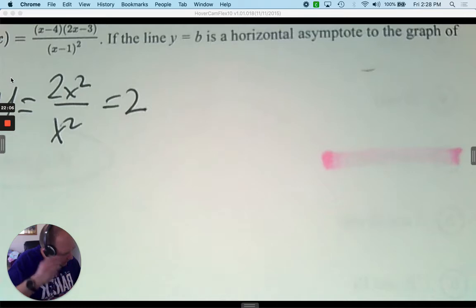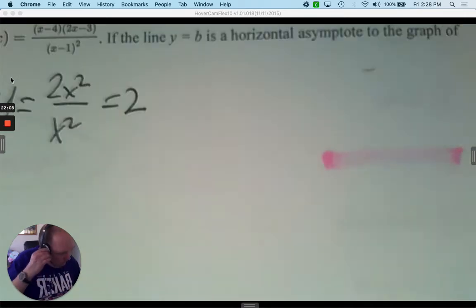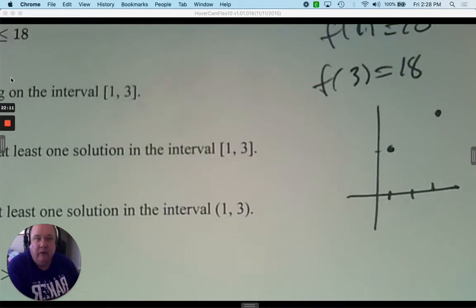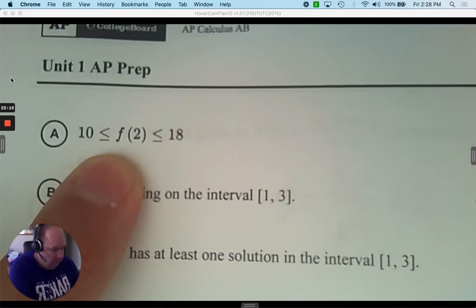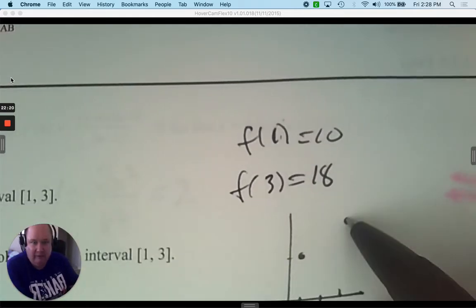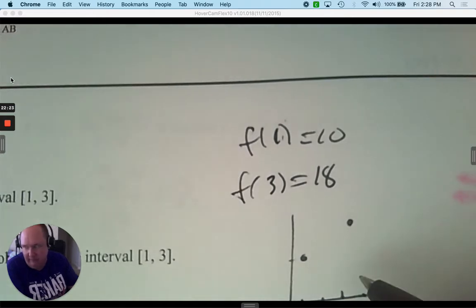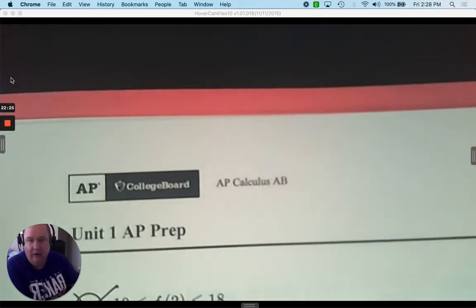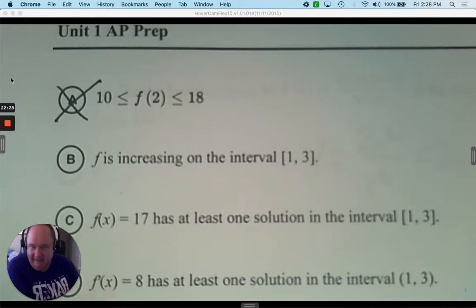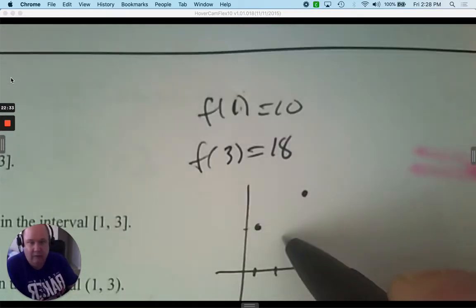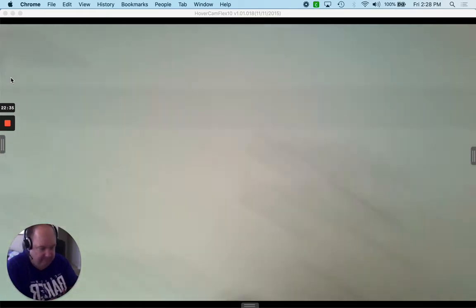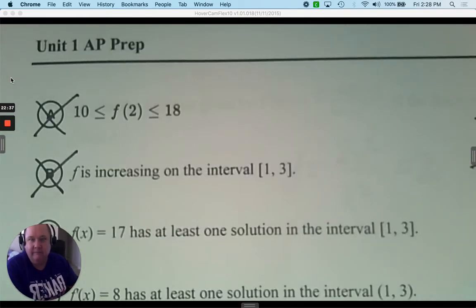Which of the following must be true? Okay. So that's all I know. So it says f at 2 must be between 10 and 18. And so must it be between 10 and 18, or could it be lower than that? There's no information on that. So definitely A is not a must. f is increasing from 1 to 3. Well, could it decrease and then increase? So it's not only increasing.